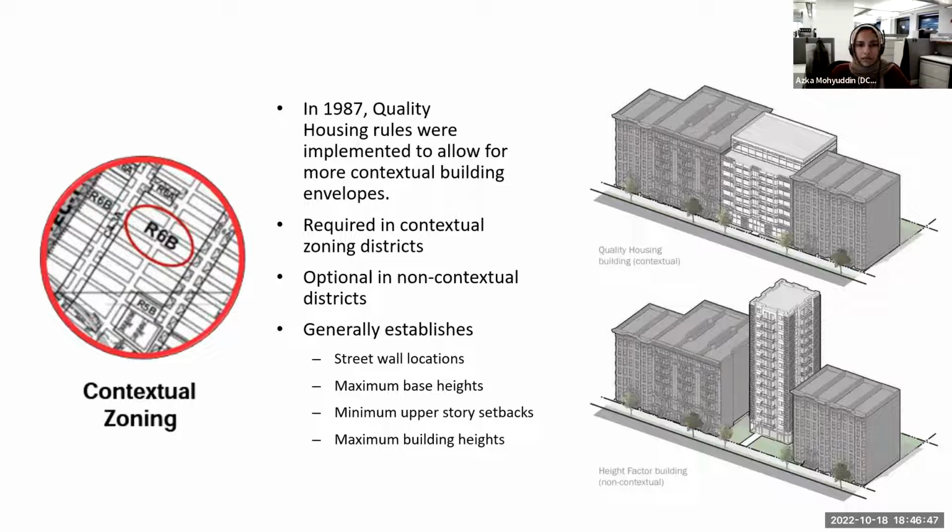As you can see on this diagram on the right, height factor tends to encourage taller buildings on smaller footprints, whereas quality housing buildings are bulkier and more intended to relate to the surrounding context. And you can tell if a zoning district is contextual if it has a letter suffix at the end. So in this example, there's R6B. The B lets you know that this is a contextual zone. And it essentially establishes rules around street wall location, maximum base heights, upper story setbacks, maximum building heights, and things like that.